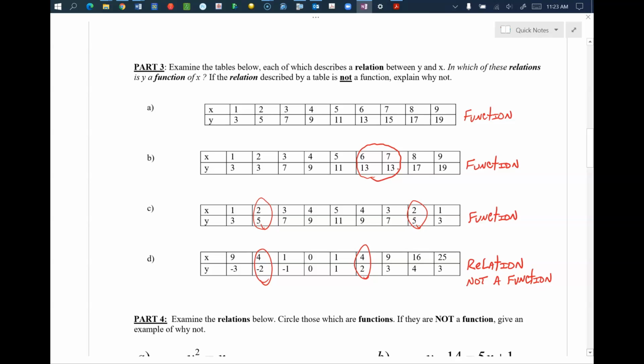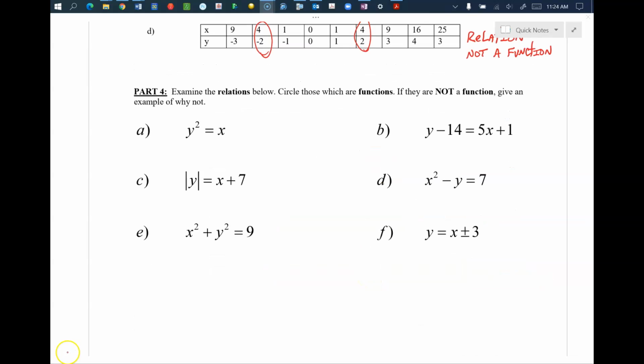In letter C, we see the pairs 2, 5 and 2, 5 show up twice. Well, 2 is always paired with 5 though, so it's an x value paired with a unique y value. It's still a function. In letter D, there are multiple examples of why it's not a function, so I just picked one. X value 4 is paired with y value -2, but x value 4 is also paired with y value 2, so it's a relation but not a function.